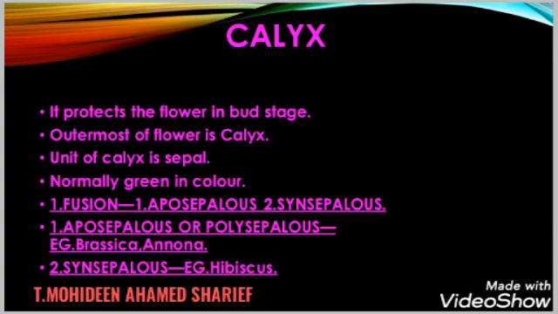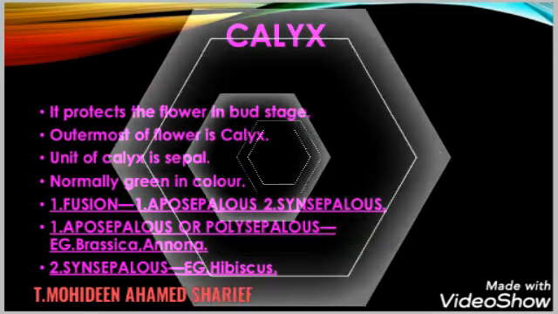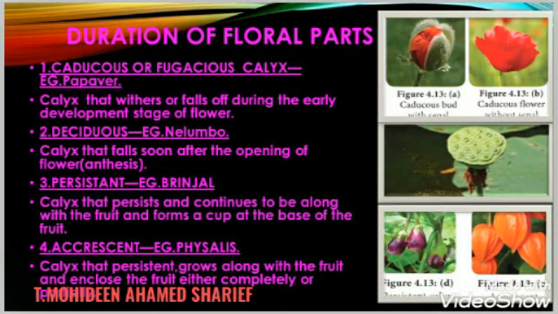Next, duration of calyx. What is the green part of brinjal fruit? The flowers with distinct sepals are called aposepalous, and the flowers with united sepals are called synsepalous, example hibiscus. Duration of calyx. What is the green part of brinjal fruit? Have you seen something similar to this in any other fruits?